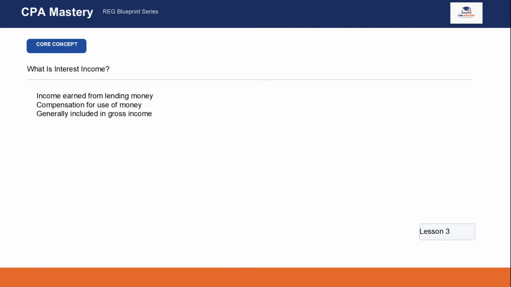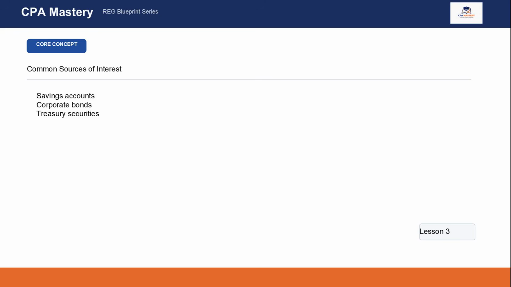interest payments as compensation. From a tax perspective, the default rule is that interest income must be included in gross income. On the CPA exam you should start with the assumption that interest is taxable unless the question specifically describes a situation where the tax code provides an exclusion.